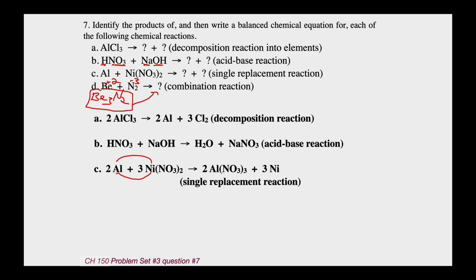And from there, you can go back and balance the beryllium. The nitrogen, I think, is already balanced. So this reaction would be balanced at 3Be plus N2, and that's going to make beryllium nitride, the combination reaction.